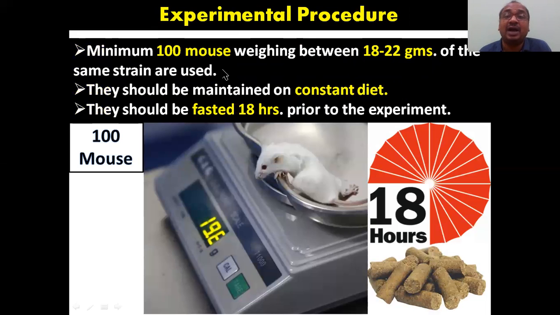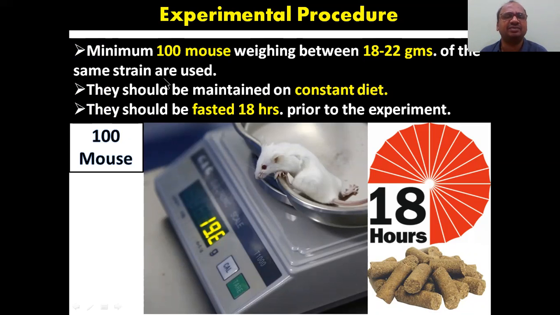Experimental procedure: minimum 100 mouse. Oh my God, very big, too big. 100 mouse you have to handle. 100 mouse weighing about 18 to 22 grams. Average is 20. That point you have to keep in your mind. That's why here I am showing what we did in the lab. This is a mice weighing about, see here, 20 grams, 19.8 grams here. Are you observing? It's 20. However, it ranges from 18 to 22 because exact weight for all animals is not possible.